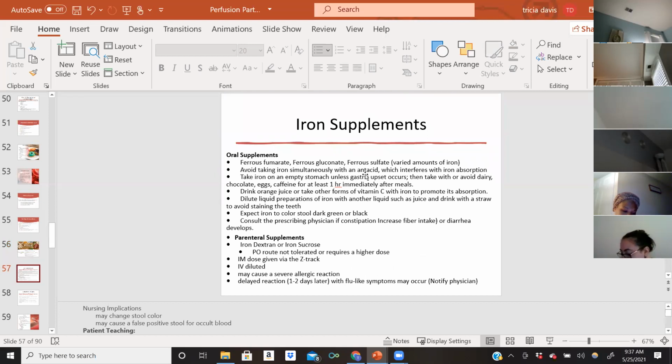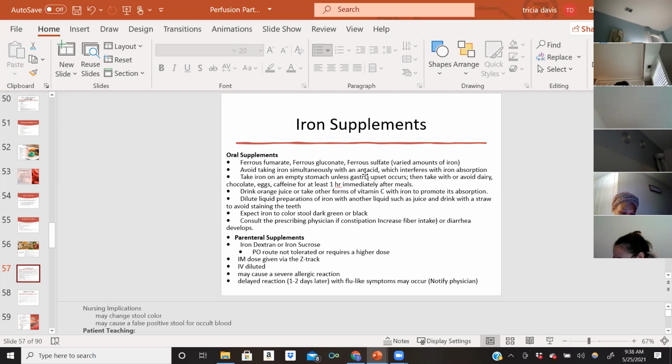So when we talk about giving our patients iron supplements, we can give oral supplements, which would be your ferrous fumarate, ferrous gluconate, ferrous sulfate. These are all just a different variety of PO supplements that we can give. The teachings that we want to do with those: we want to avoid taking iron together with an antacid because it's going to interfere with your body's ability to absorb the iron. So they never want to take them together.